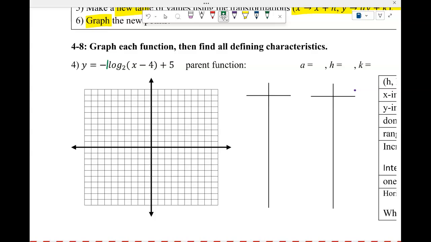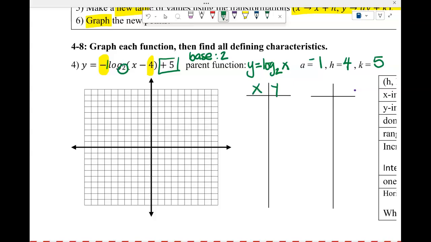So identify your A, H, and K. A is negative 1, and A is always in front of your log. Your H value is going to be inside, so that's going to be 4. Your K value is always going to be outside, so that's 5. Identify your base. This is log base 2, so this is base 2. Then your parent function is y equals log base 2 of x. As you can see, no A, no H, no K.